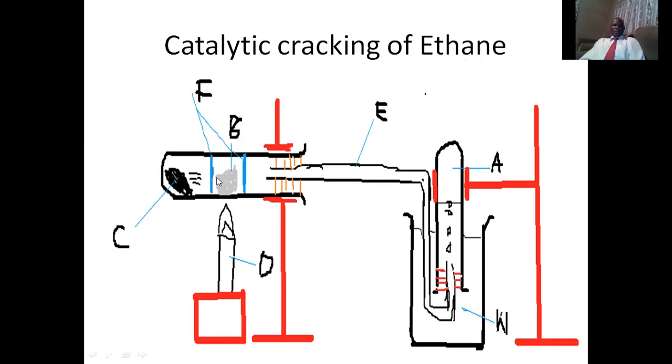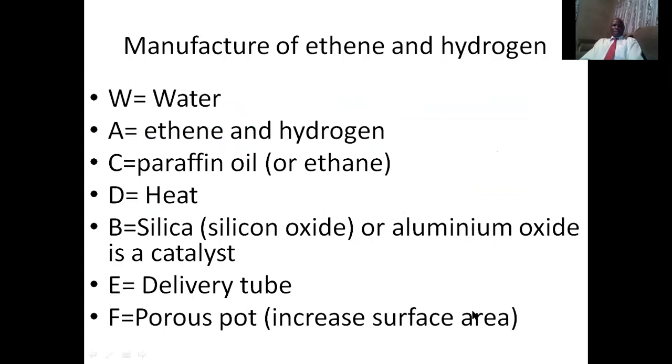And here we have also the porous pot, which is just for increasing the surface area for the reaction. And then you have the silicon oxide as a catalyst. And then this is merely the heat. And then this is the delivery tube. And in this test tube, we are collecting 2 gases, hydrogen and ethene. And in the beaker here, we have water. Okay, and so I will explain all these again.